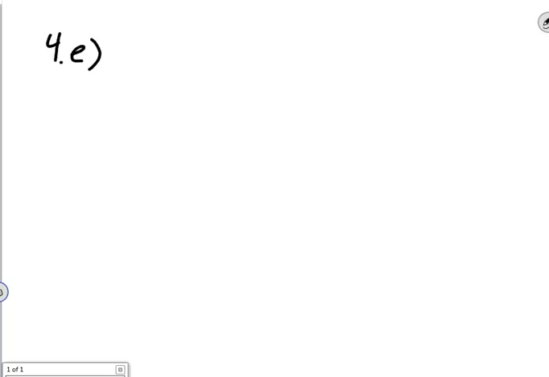All right, 4e is 15 x to the negative third equals 10 x to the negative 2. All right, so this is an interesting equation. It's one that we haven't seen before because we have an x on both sides, and they're not like terms. X to the negative 3 and x to the negative 2, not like terms.